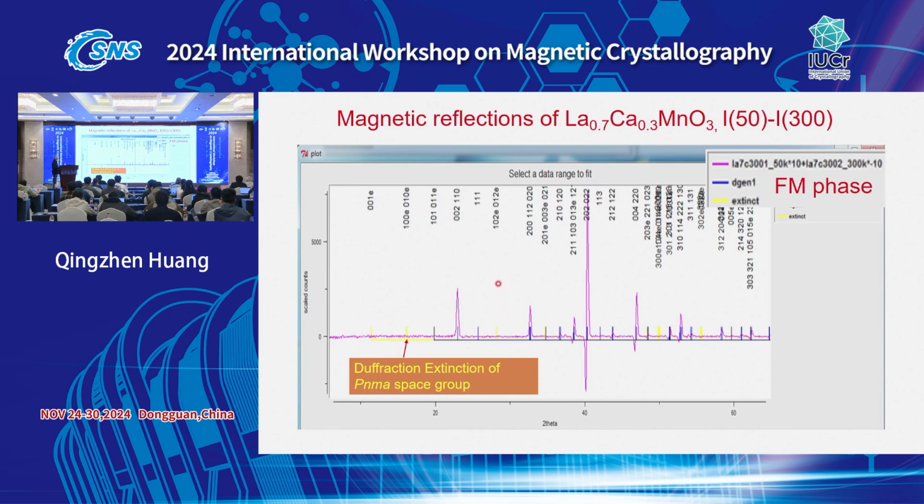And we can also use this program to pick up the magnetic intensity. If we divide the 50 Kelvin intensity by the 300 one, you can see all of the difference is the same as before, the figures I showed you. Then we think that's the ferromagnetic ordered intensity.